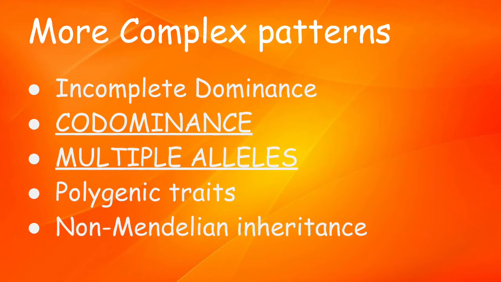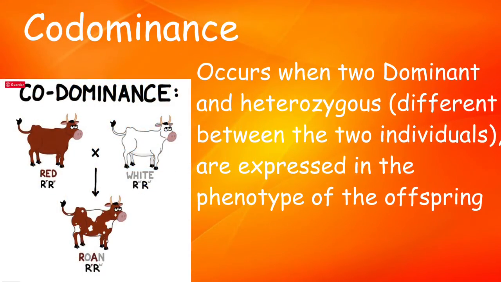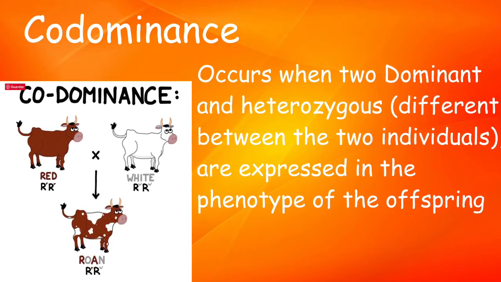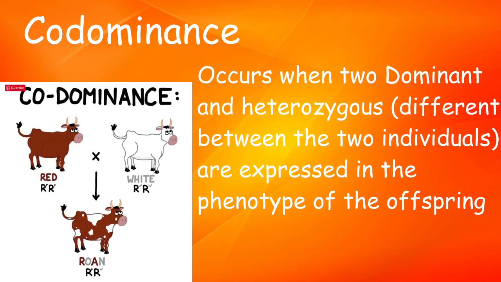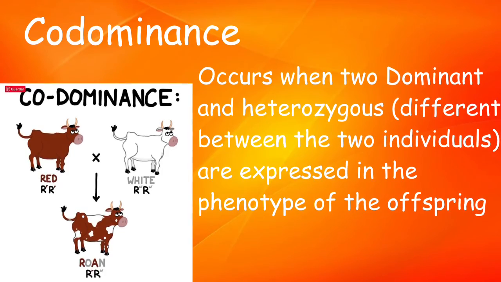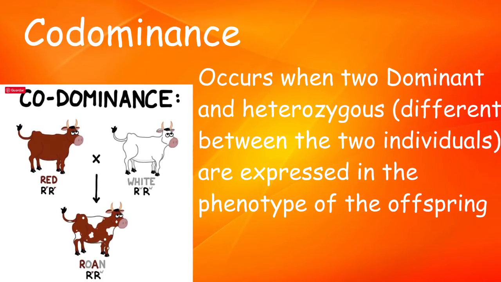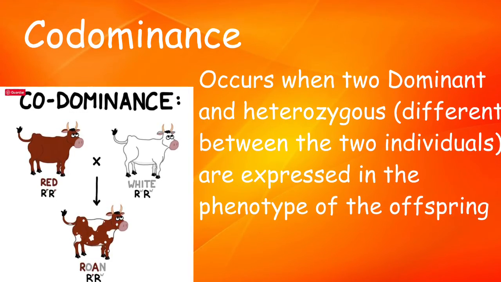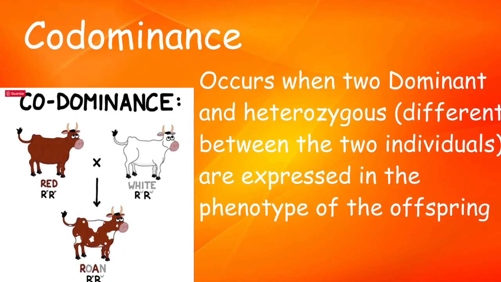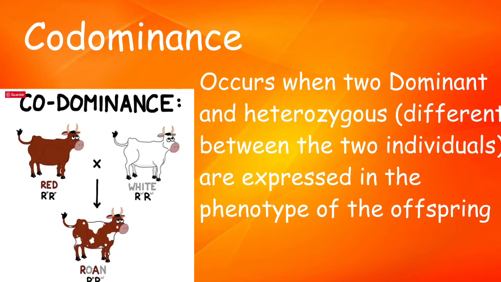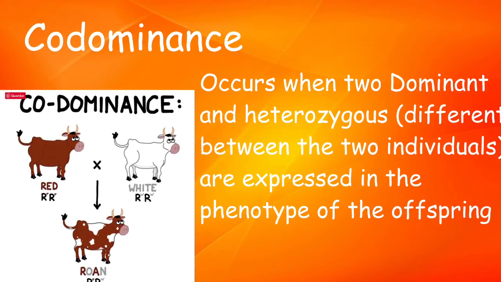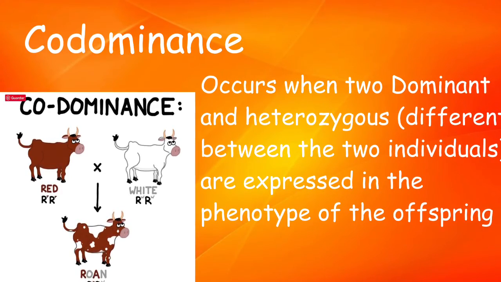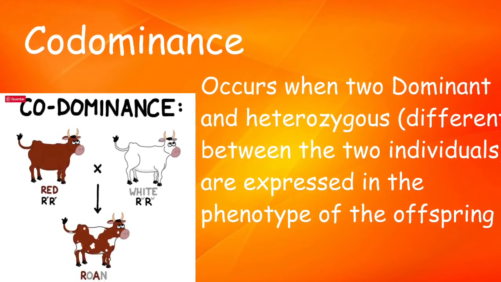multiple alleles. So, codominance is a pattern that occurs when two individuals each have a different allele. They both have in their genotype two genes that are the same and dominant, but they differ from the other one. So when they mate, their offspring will show both of them.